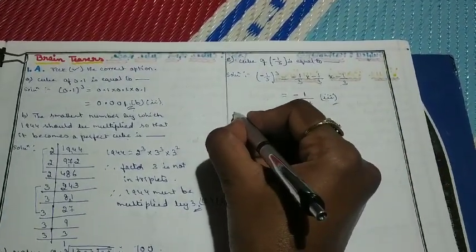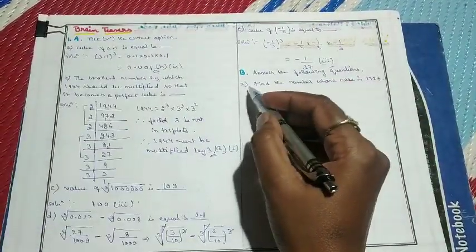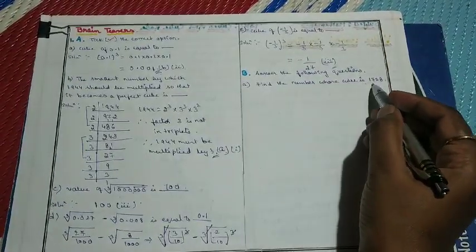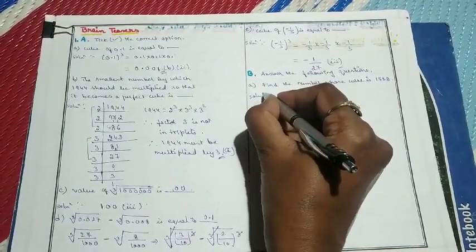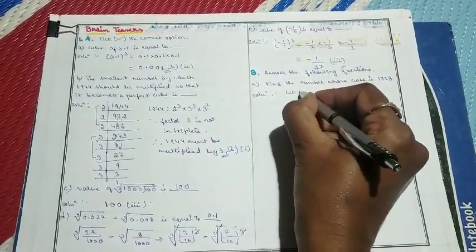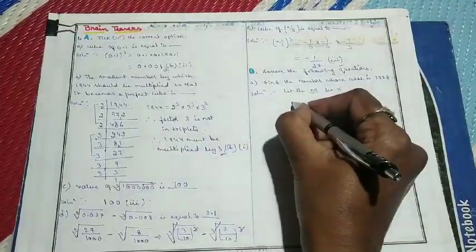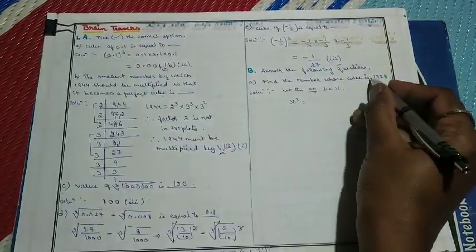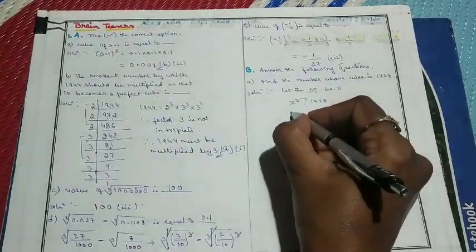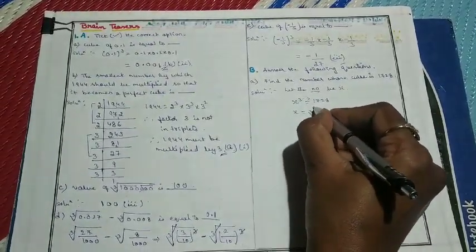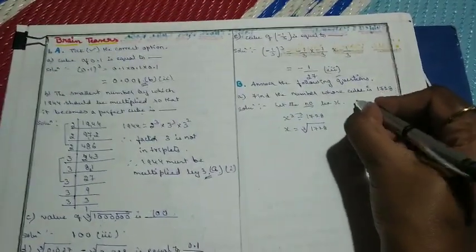So let me move to B. Answer the following questions. Under that, first one: find the number whose cube is 1728. So here is the solution. Let the number be x. Then x cube is 1728. Then the cube moving to the other side becomes cube root. Then x equals cube root of 1728. Let us find whose cube is 1728.